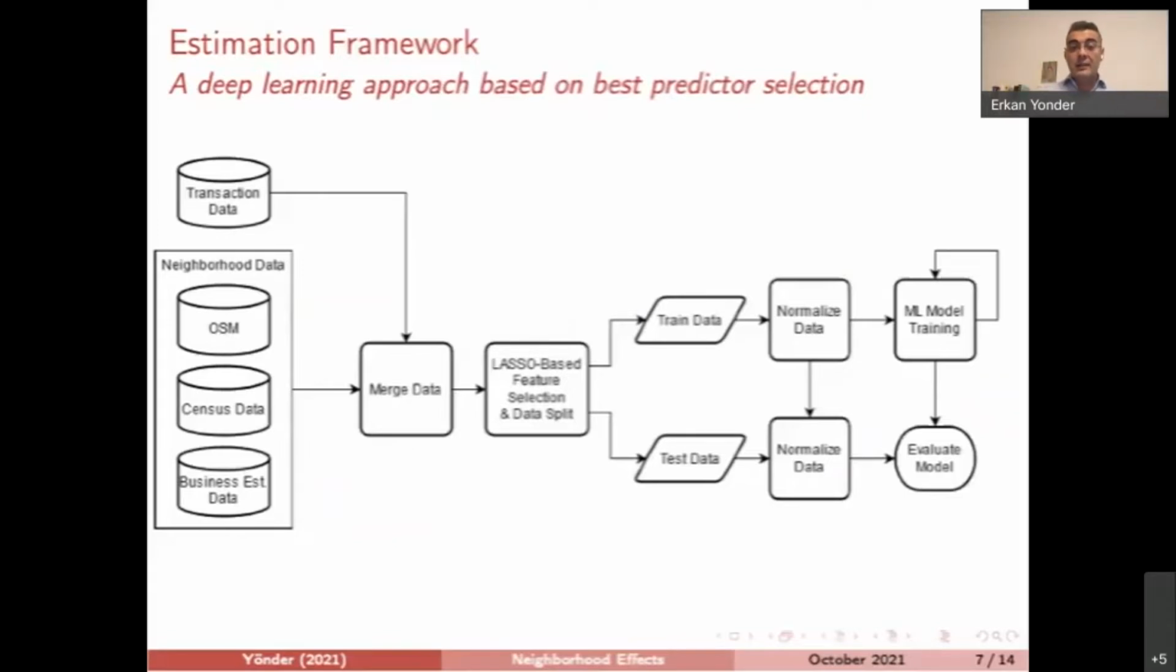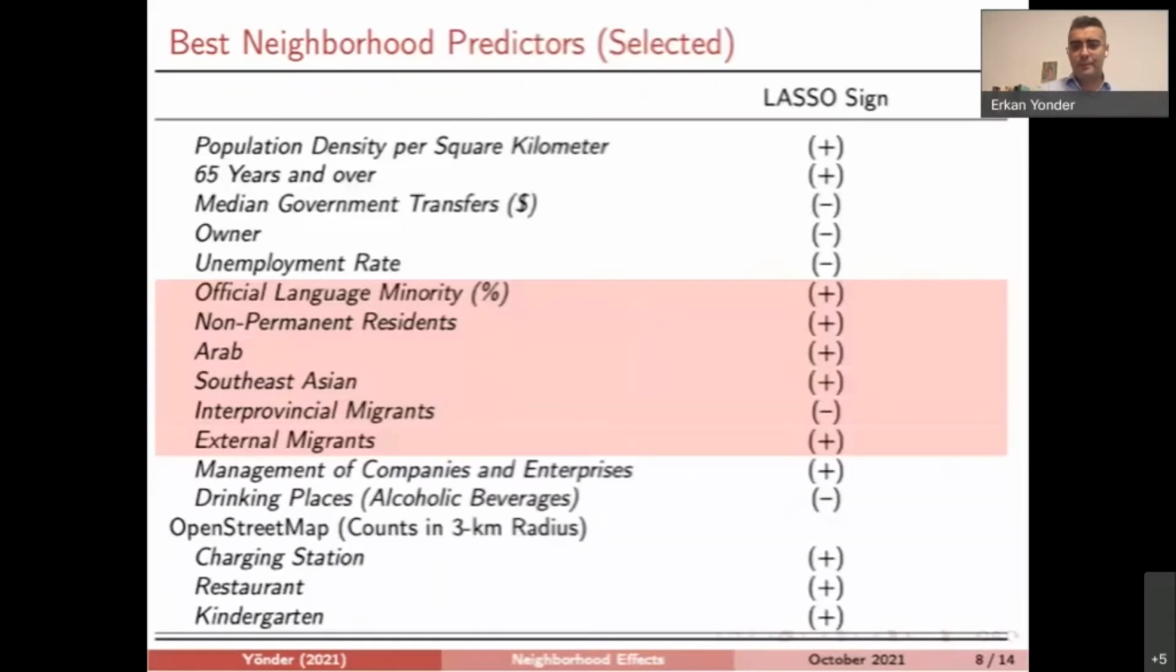The interpretability part is important because in a typical machine learning, it's difficult to understand the factors behind the model. We can improve prediction accuracy, but it's difficult to understand. So we add an additional layer into our model where we determine the best predictors using a type of machine learning model named Lasso. First we determine the best neighborhood predictors and then move to the machine learning approach. And the second part of the figure is more related to the machine learning model that can be applied to predict real estate prices.